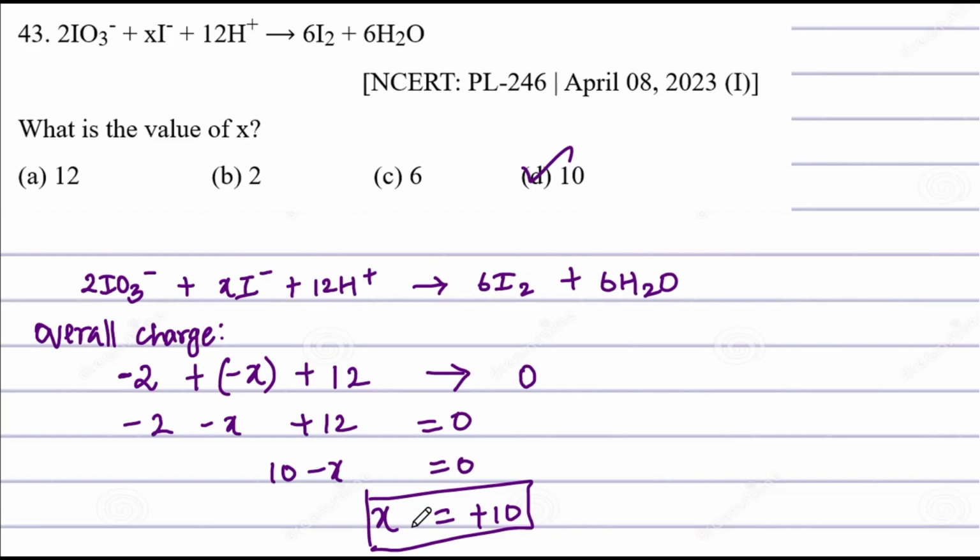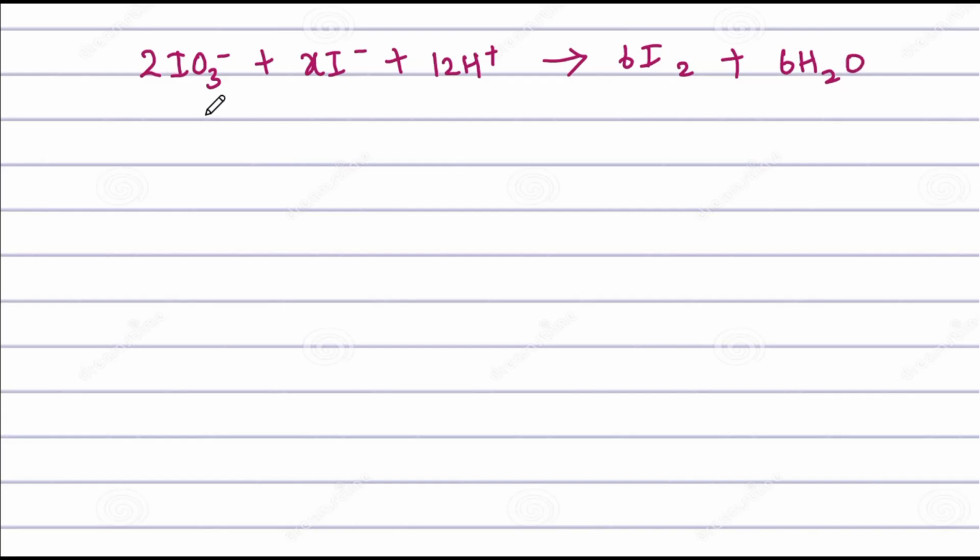You can go by this method, that is equating the overall charge, or you can also go by the normal method, that is the half reaction method. I will explain that one also. So the given equation is 2IO3⁻ + XI⁻ + 12H⁺ gives 6I2 + 6H2O. First let us see the oxidation state of reactant and product.